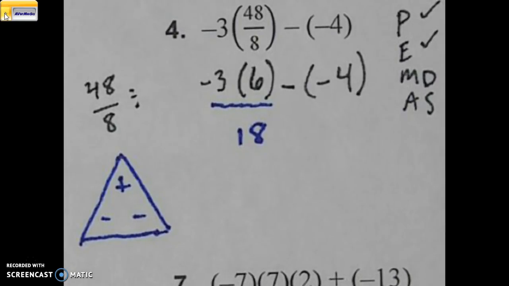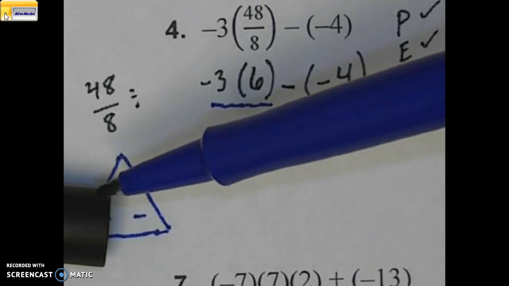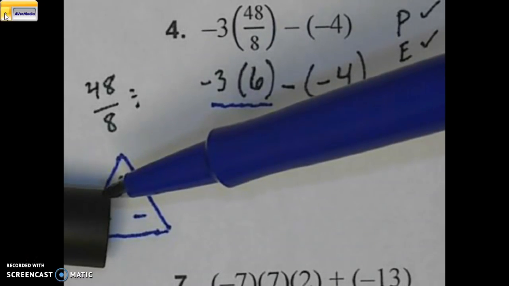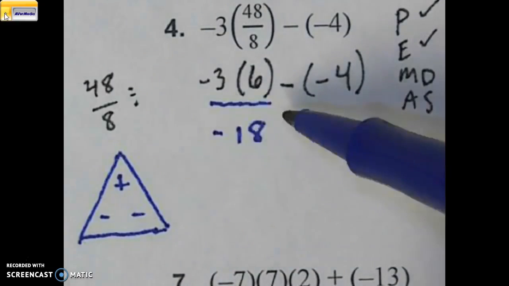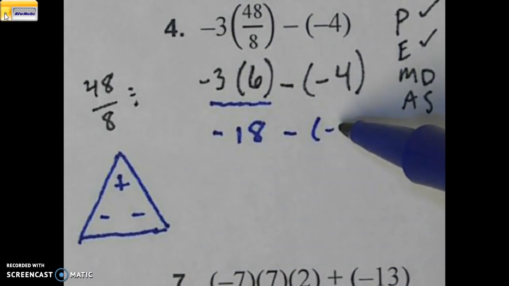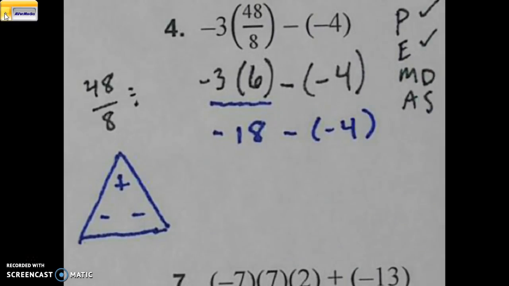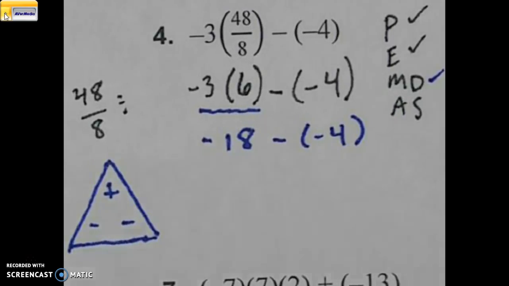Now, that is a negative times a positive. So what we do is we cover up a negative and we cover up a positive. So what's left? A negative. So that means our answer is negative. So now we have -18 minus -4. Are there any multiplication and division problems? No. So we're going to check that off.